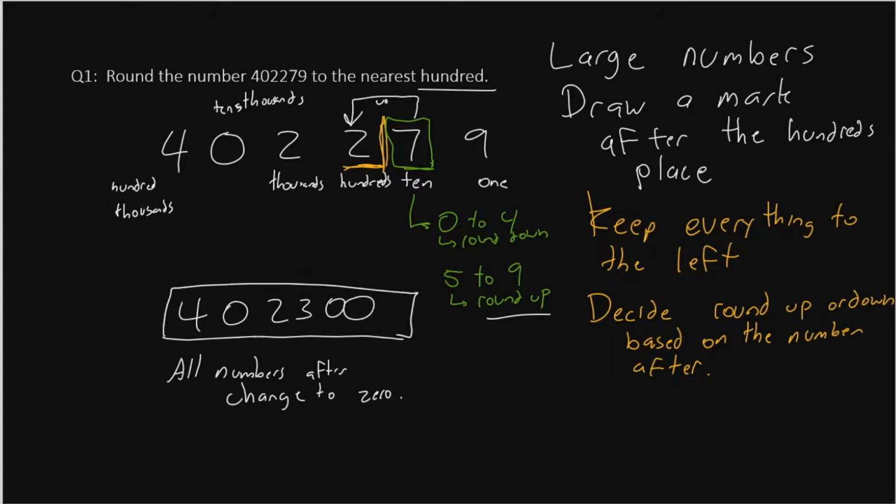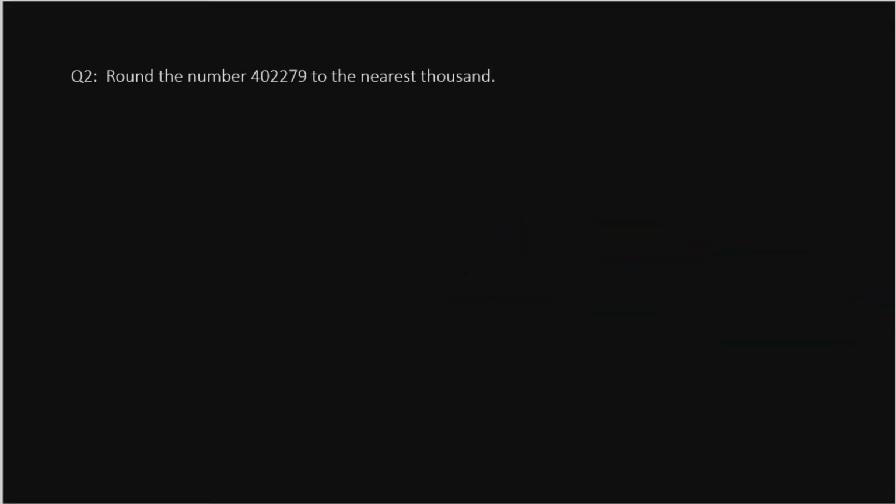So when you round this number to the nearest hundred, the hundreds place is going to be the last non-zero number right here. And your answer would be 4023 because you've rounded up, and then everything after gets replaced with zeros. So in the next question, it's the same thing. We have the same number, but now we are asked to round it to the nearest 1,000.